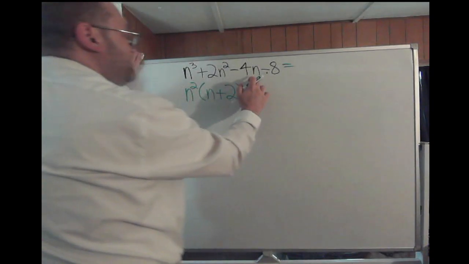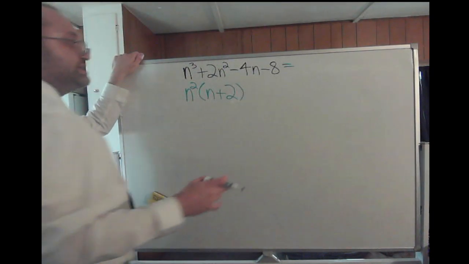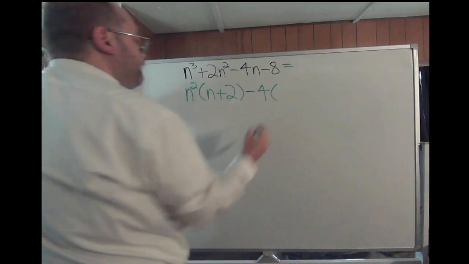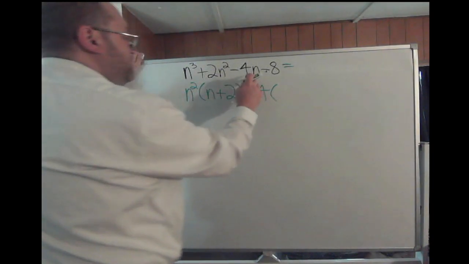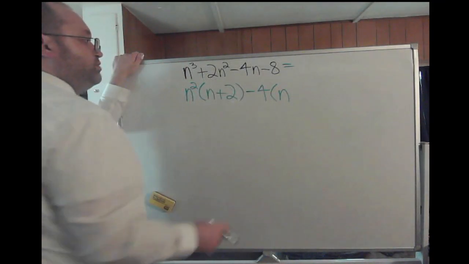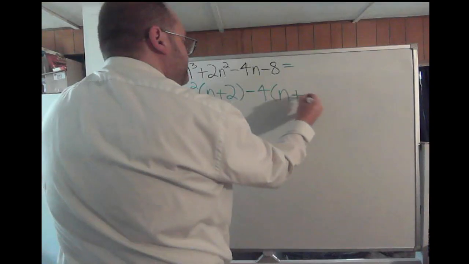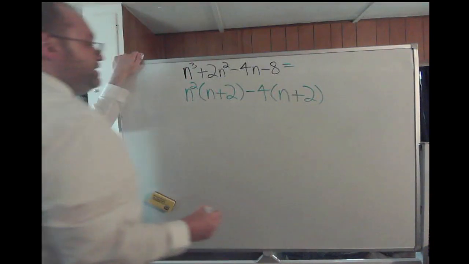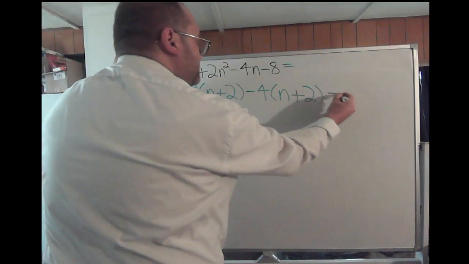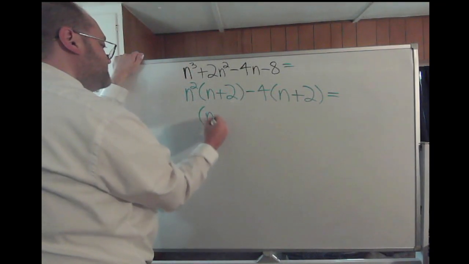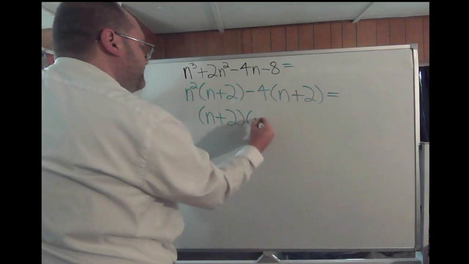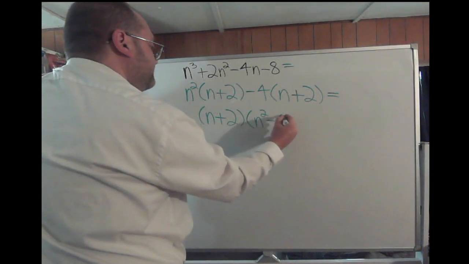Alright, now between negative 4n and negative 8, what's the greatest common factor? Definitely negative 4. We could factor out a negative 4. Negative 4 times what equals negative 4n? Well, that'd just be n. Then negative 4 times what equals negative 8? That'd be positive 2. So what do you know? We got 2 terms that have the common factor of n plus 2. Let's go ahead and factor out the n plus 2. That would just leave you with a quantity of n squared minus 4 left over.